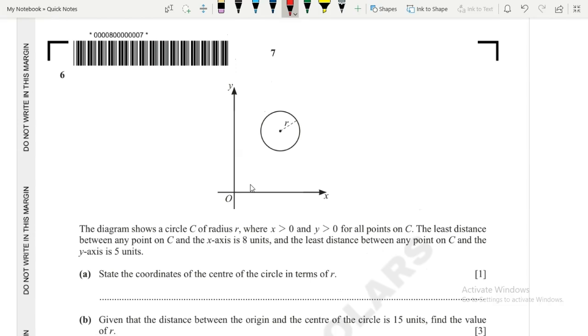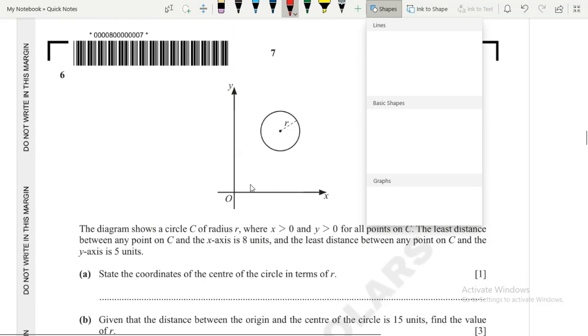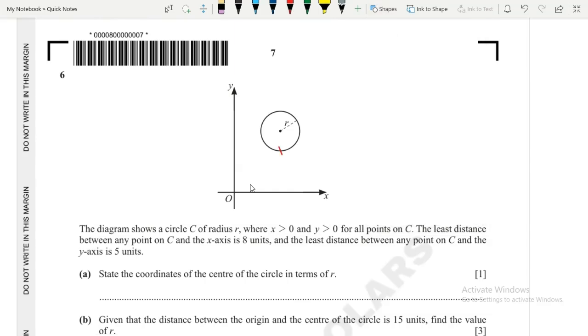Question number 6 says the diagram shows a circle C of radius r where x is greater than 0 and y is greater than 0 for all the points on C. The least distance between any point on C and the x-axis is 8 units. So they are actually talking about the least distance. It will be from this point to this point, from the x-axis to the circle. So this will be 8 units.